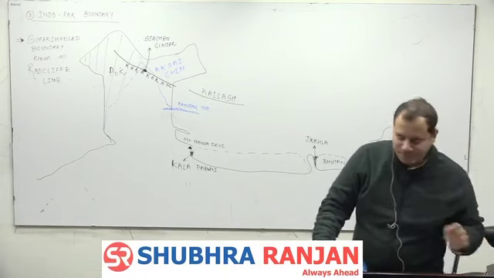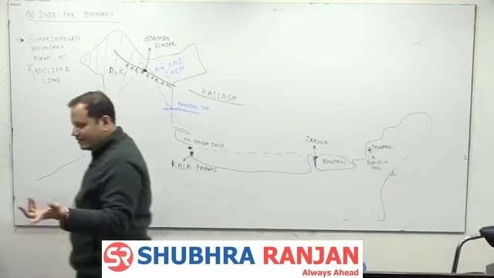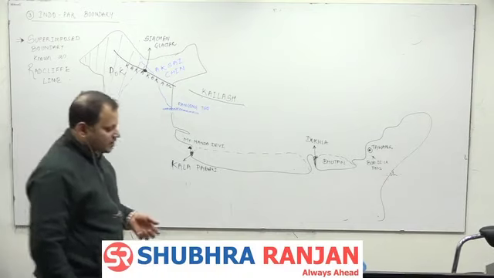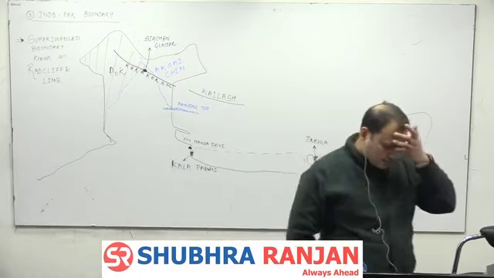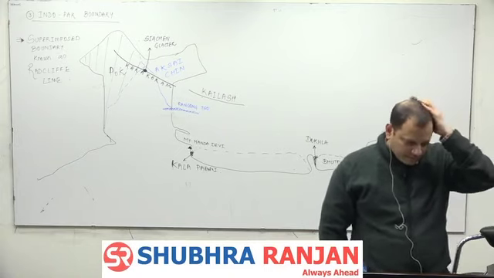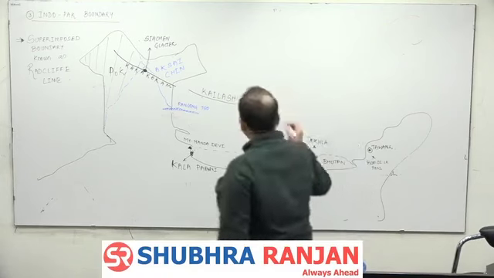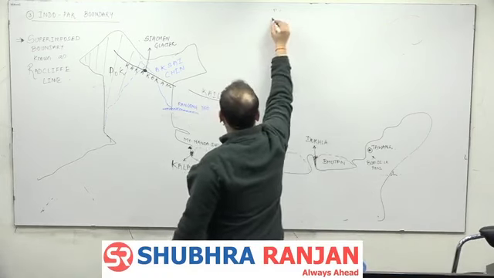Dispute number 2. कश्मीर यहाँ पे लेके ज्योग्राफी में फायदा भी नहीं है कुछ. डिस्प्यूट नंबर 2, सियाचिन ग्लेशियर. अब अंडरस्टैंड व्हाट इज द सियाचिन ग्लेशियर.